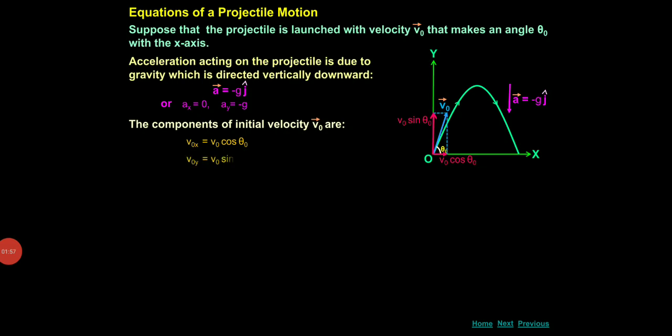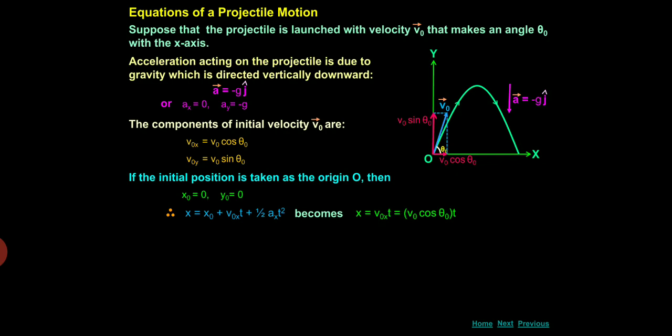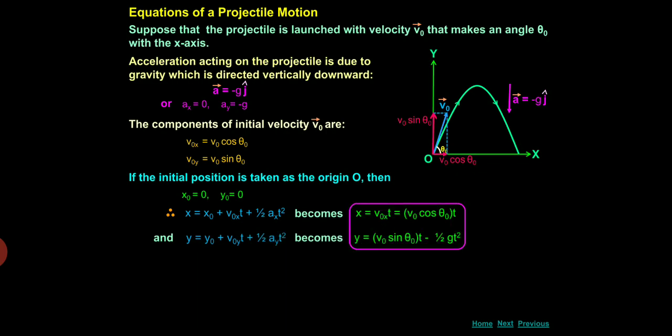Now we will write the initial component of velocity along the x-axis and y-axis. If the initial position is taken as the origin O, then the initial position is given by x0 is equal to 0 and y0 is equal to 0. So our basic second equation of motion becomes x is equal to x0 plus initial velocity times t plus half a x t square, as you know very well. So we just put the value along the x-axis and obtain the result. Similarly, we get the value of distance or displacement along the y-axis in terms of given values.